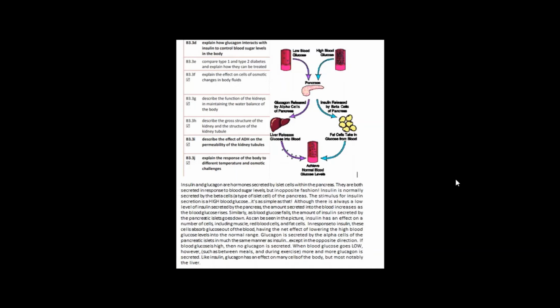Glucagon, another hormone, is secreted by the alpha cells of the pancreatic islets in much the same manner as insulin, except in the opposite direction. So if blood glucose is high, then no glucagon is secreted. When blood glucose goes low, however, such as between meals and during exercise, more and more glucagon is secreted. Like insulin, glucagon has an effect on many cells of the body, but most notably the liver.